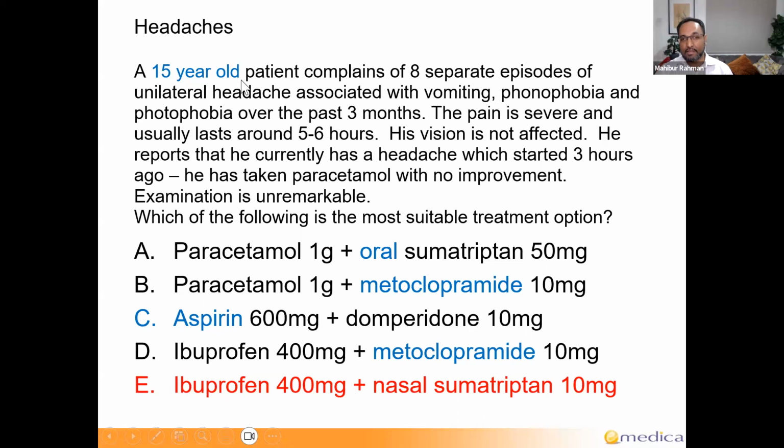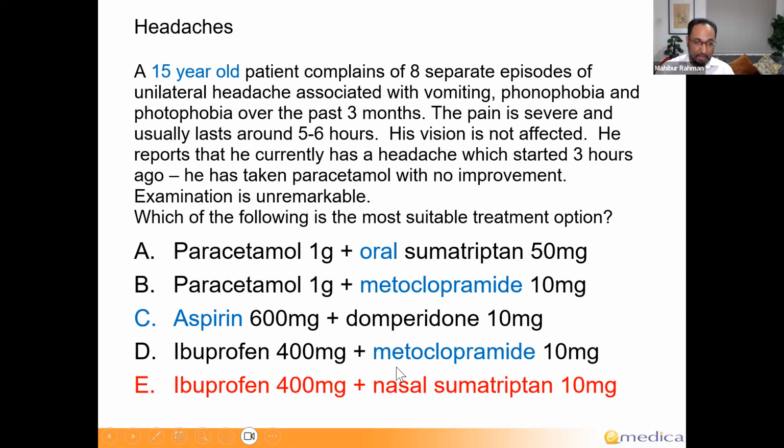And then this age group we talked about, if simple analgesia like paracetamol isn't enough, then if we want to add a triptan, it should be nasal, not oral. And if paracetamol, they took it 3 hours ago, they can't take another dose of paracetamol now. So we can add to that ibuprofen. Okay, so that's why E is the best option.